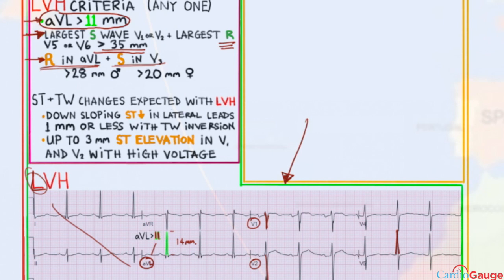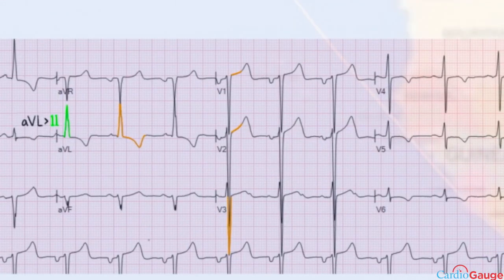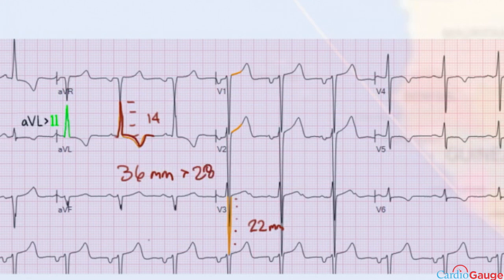Let's look at the last criterion here, which is the R in aVL plus the S in V3, greater than 28 millimeters in males, greater than 20 millimeters in females. So let's look down here. The R in aVL, we got about 14 millimeters. And then the S wave in V3, 5, 10, 15, 20, 22. So that's 36 millimeters, and that's greater than 28. So we have LVH by that criterion.